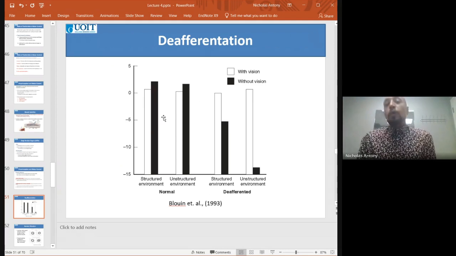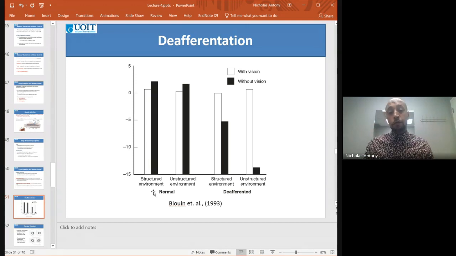So here's an example of a study that used people that were controls and people that had diabetic neuropathies. So they had peripheral neuropathies and were unable to use proprioception. It was a reaching and pointing task. Structured means that they had things in the environment that you could gauge. And unstructured means that it was just dark, and they couldn't really gauge anything, it was just one point.